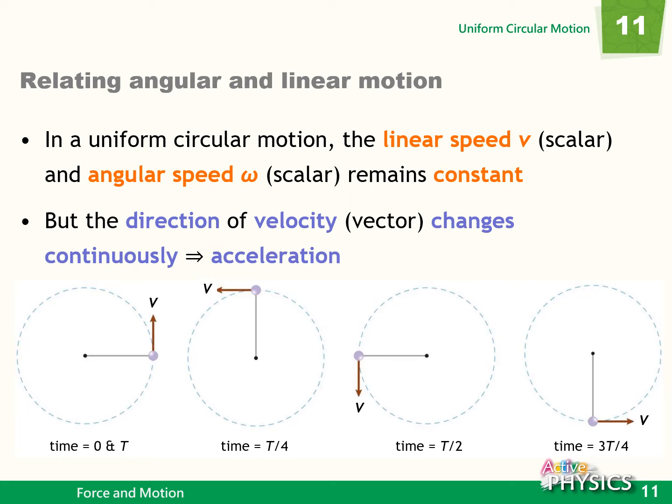Now, relating the angular and the linear motion. In a uniform circular motion, the linear speed, which is a scalar, has no direction, while velocity has its direction. The angular speed remains constant, but the direction of the velocity changes continuously because there is acceleration. When time equals 0, it is at the original position. When time equals T over 4, it has completed 1/4 of the circular motion, then half, then 3 over 4. When time equals T, it goes back to the original position. This is the physical meaning of period.